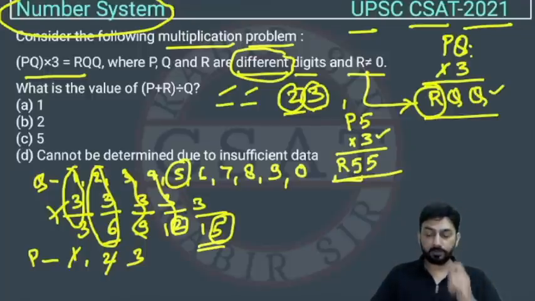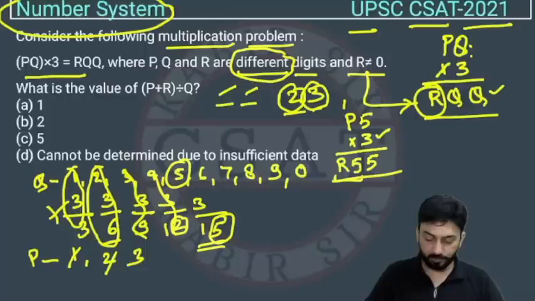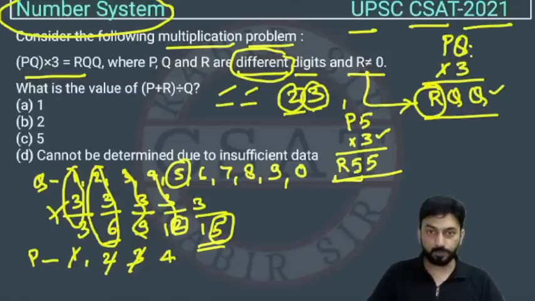So if I am putting the value of P as 3, then 3 into 3 is 9 plus 1 is 10, but here we are getting 5. So this 3 is also not possible. 4: 3 into 4 is 12 plus 1 is 13. The unit digit should come 5. This is also not possible.